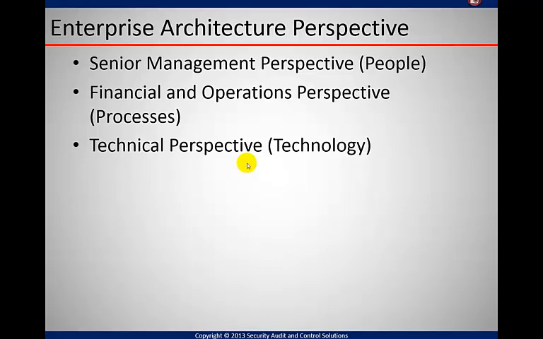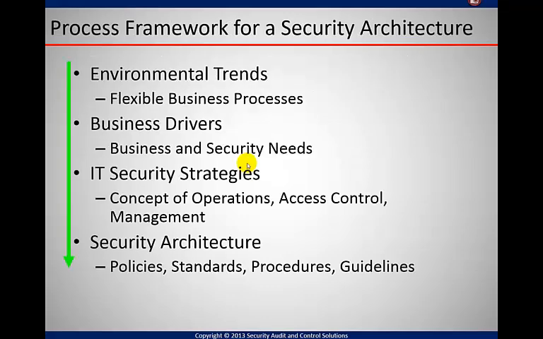Now, when we look at the design, we need to consider that we have to include people, such as senior management perspective, driving that forwards, financial operations, which is my processes, and then my technical perspective, that's my technology. So it's people, processes, and technology. So the process that we have to look at is a top down approach where businesses look at the bigger picture. So environmental trends, where we're going with the business. This is my flexible business processes.